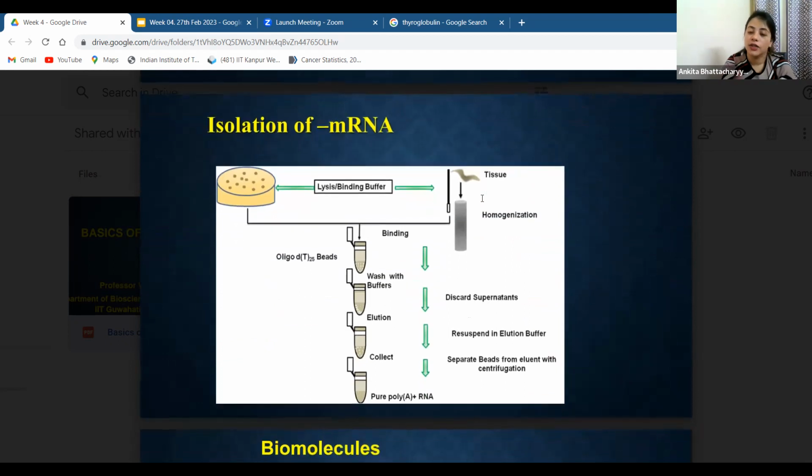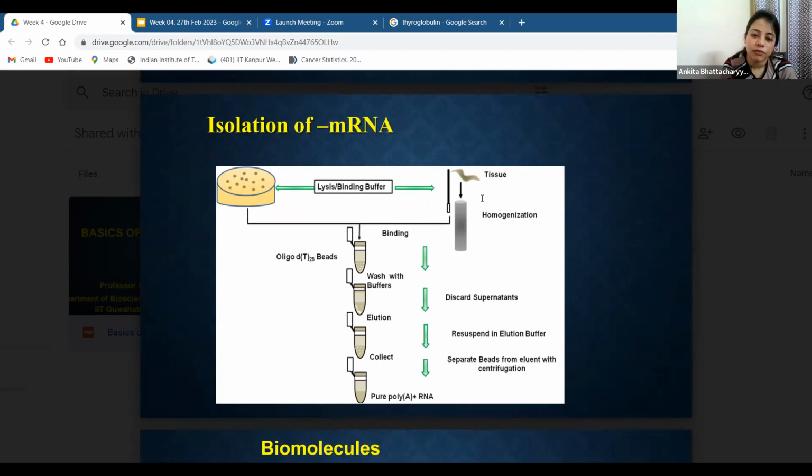Now, RNA isolation is actually a very stringent protocol, because RNA is very prone to degradation by RNases, which are literally everywhere around you. So this has to be done with a lot of cautiousness and with a lot of care, and therefore you will be able to get a good yield of RNA.